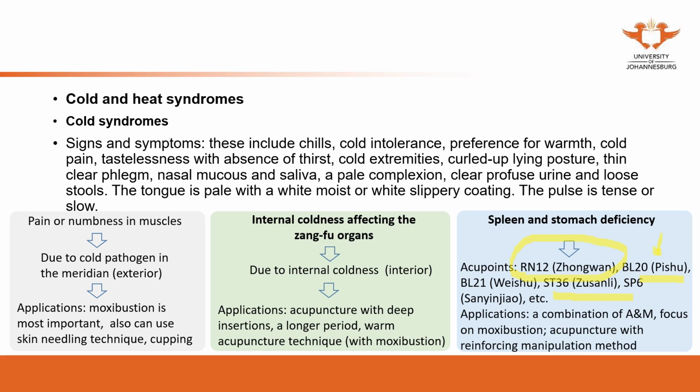You won't use Large Intestine 4 because that's more for reducing, and this patient suffers from deficiency. So we will use Stomach 36. We can use acupuncture with deep insertion. We also can combine it with Moxibustion on Stomach 36. We can use Moxibustion only. We can use the combination of acupuncture and Moxibustion on all these points. You may use some of them, or you also may use all of them.